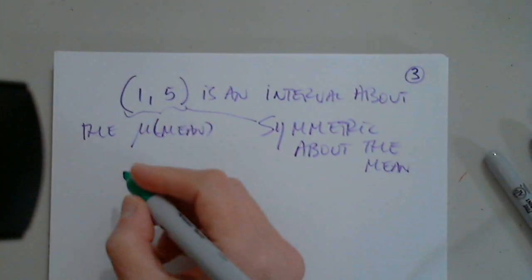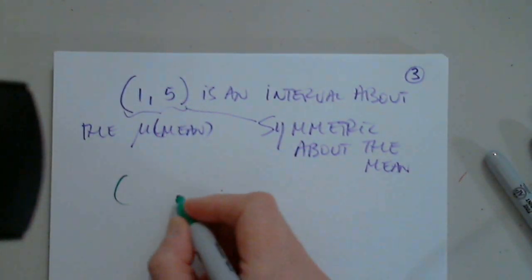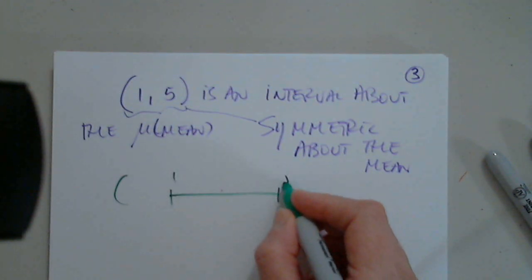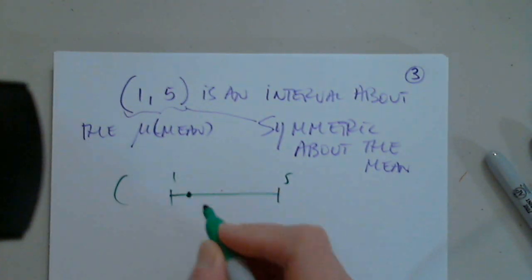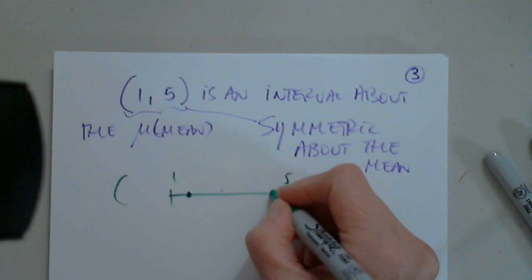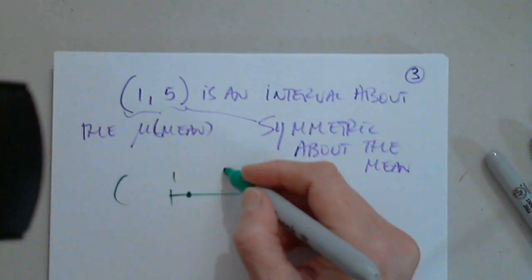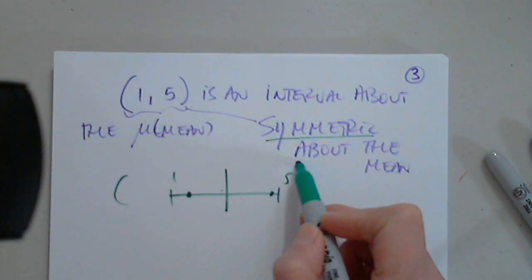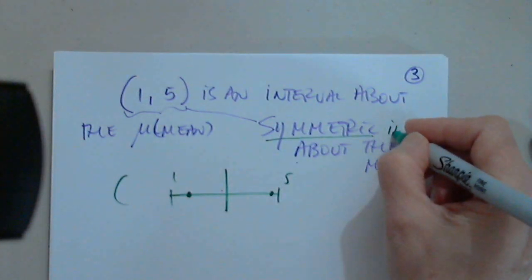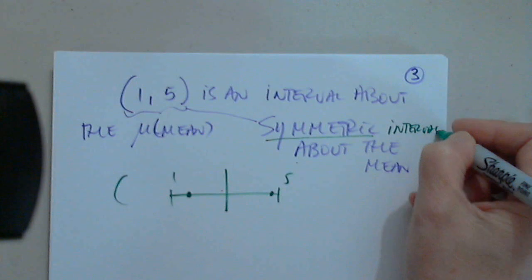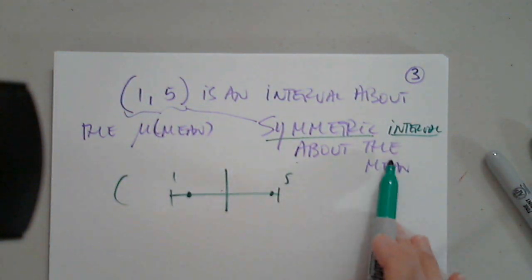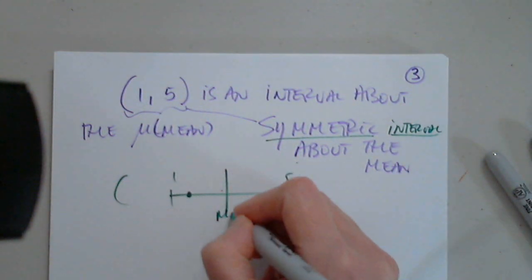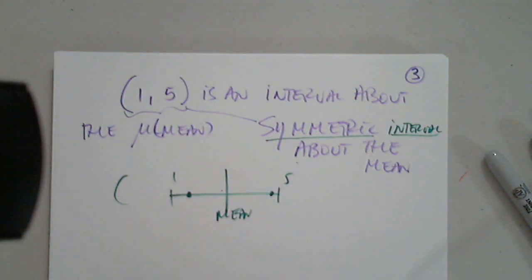It means that if I have this interval between 1 and 5, the mean is not here. The mean is not here. The mean is exactly in the middle. So that's what we mean by a symmetric interval. Symmetric interval about the mean. It means that the mean is right in the middle.